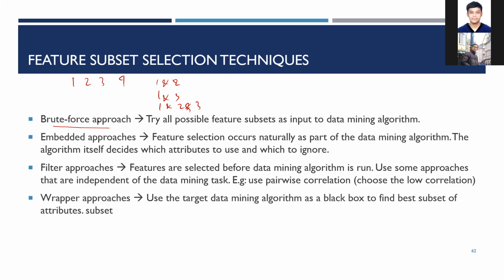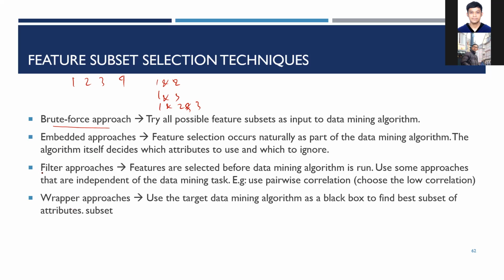This is brute force. We also can use the embedded approach. Some algorithms in data mining are already embedded with feature selection. So the algorithm itself will decide which attribute will be used, or which one to ignore. It's already embedded in the algorithm.